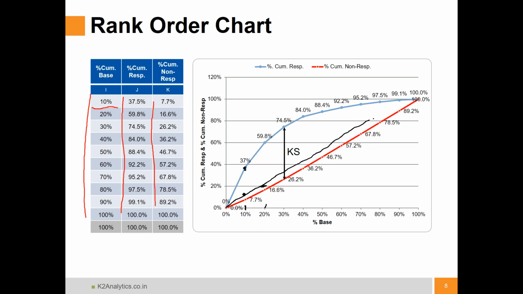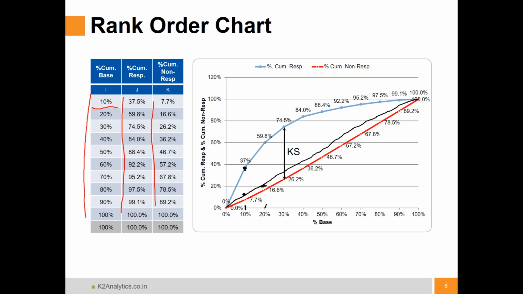If I target 30%, I get 30%, and at 40%, 40% responders, 40% non-responders. The proportion with respect to that base would be the same. If I target 50% of the population, 50% of responders should be there and 50% of the non-responders should be there, right? I would have got this theoretical, but because of the model, what is happening is in 10%, I'm getting 37% responders here.